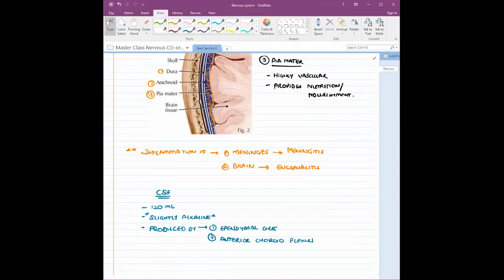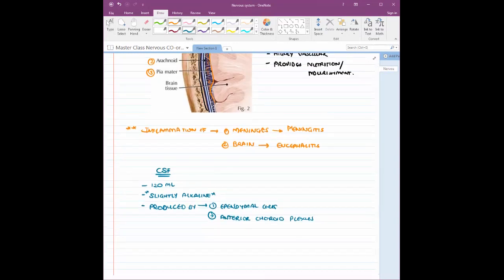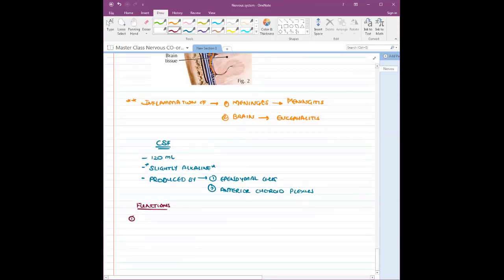Okay, but now what is the function? Let's try to see why we are producing this CSF in the first place. So let's figure down the functions. First of all, guys, as we have already stated, this is the one which provides nourishment. Second thing, this is the one which is going to provide oxygen. This is very, very important, guys. Third thing, this prevents friction between the meninges, because I don't want wear and tear between the meninges, right? So it prevents friction.